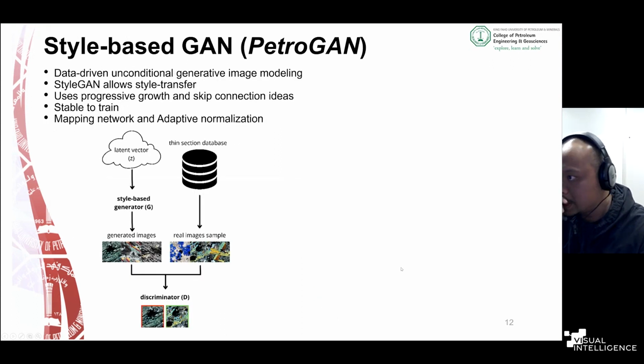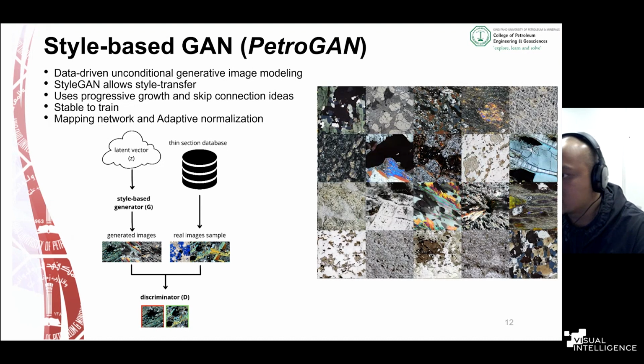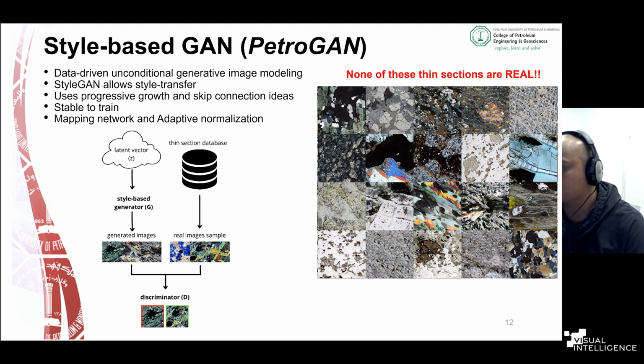Then what we use here is a style-based GAN. And why we use style-based GAN is because, again, this is data-driven unconditional generative image modeling. And with StyleGAN, it really allows us to do style transfer. Another thing that is really cool about StyleGAN is that it uses progressive growth and also skip connection ideas, and it's very stable to train compared with other GANs.